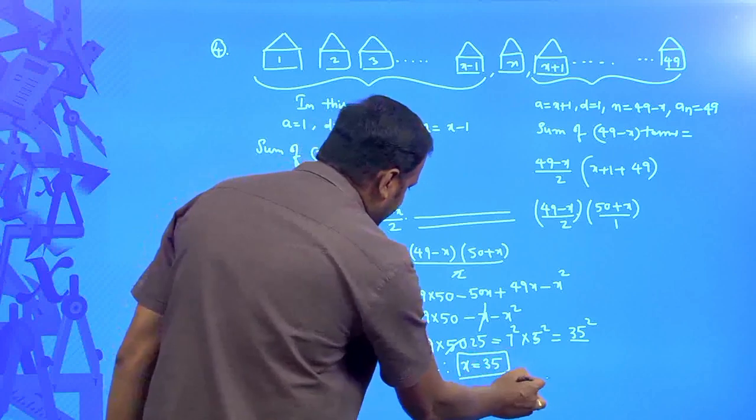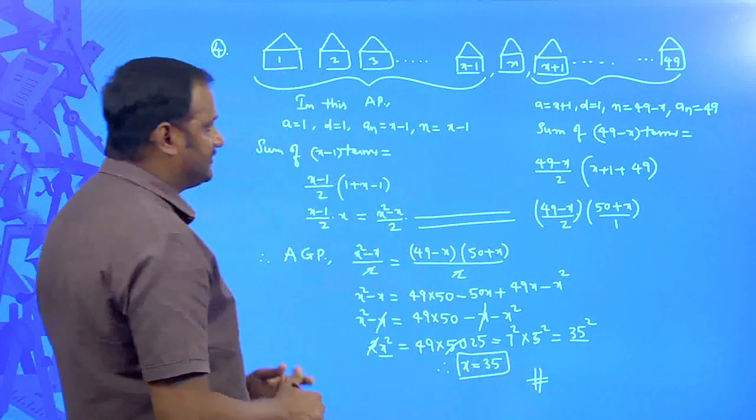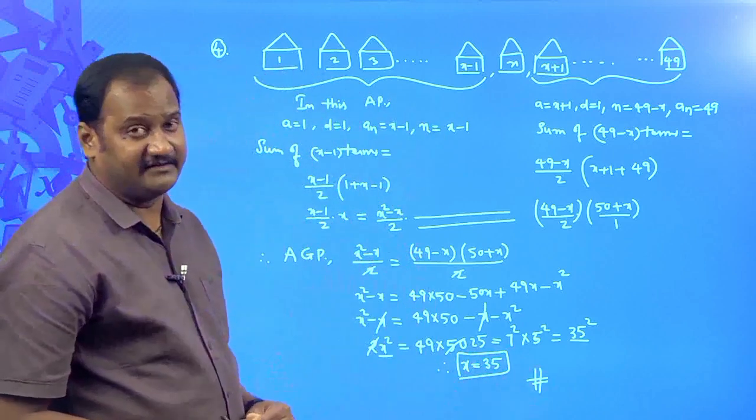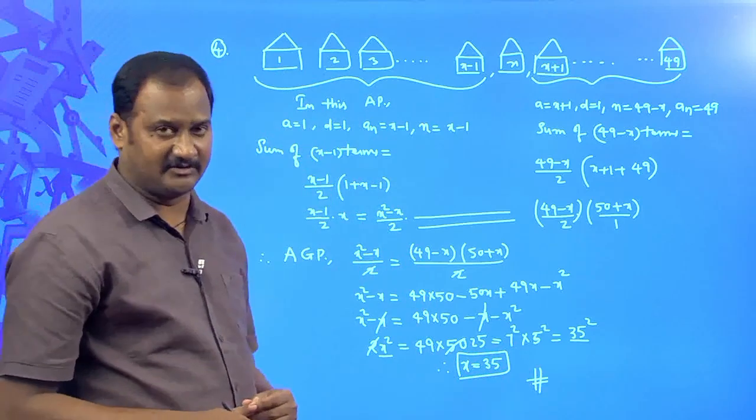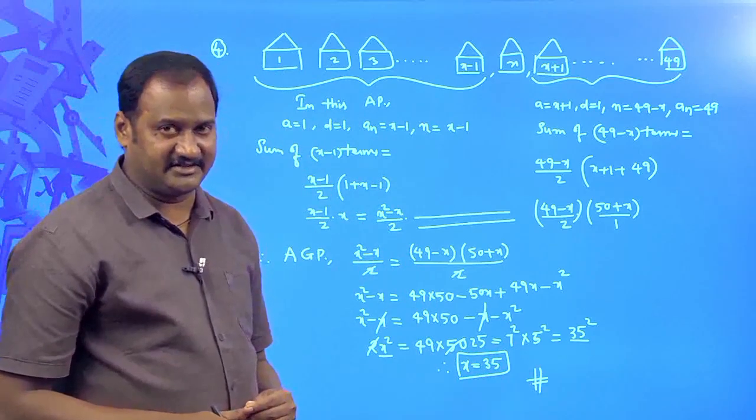Therefore, what is the required house number? The required house number is going to be 35 according to the information given in the problem. Hope you understand. Is it not really interesting?